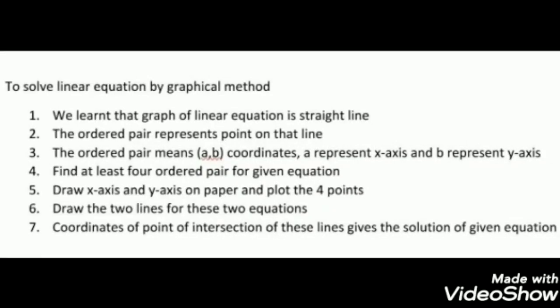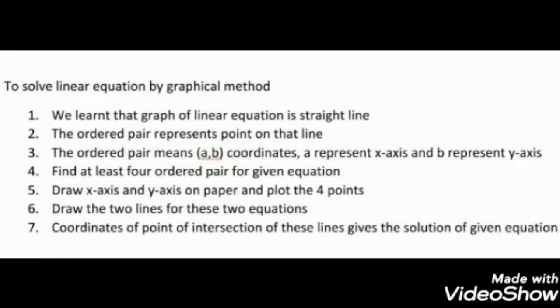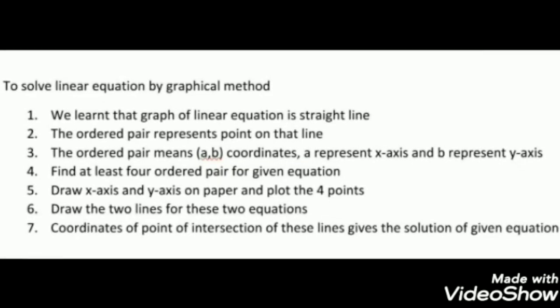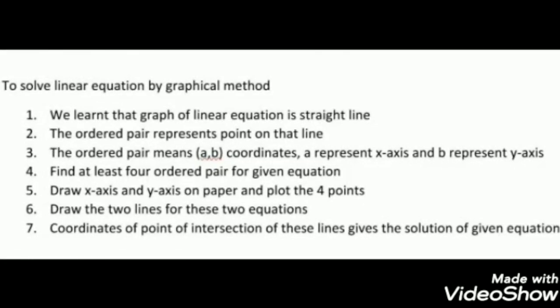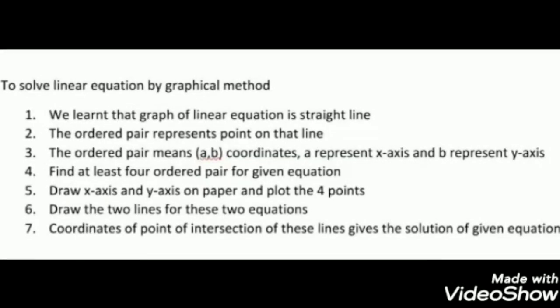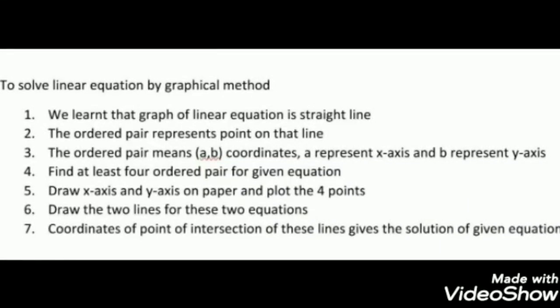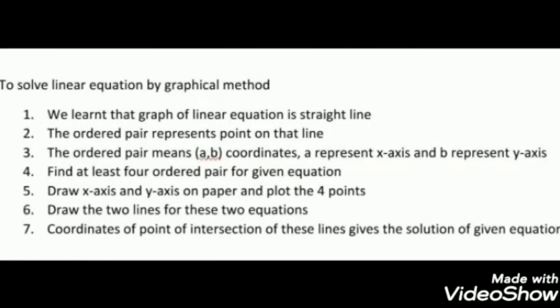Now we will start the next topic of linear equation in two variables: how to solve the linear equation by graphical method. See the points. First, we learn that the graph of a linear equation is a straight line. Second, the ordered pair represents a point on that line. Third, the ordered pair means (a, b) coordinates. A represents the x-axis and b represents the y-axis.